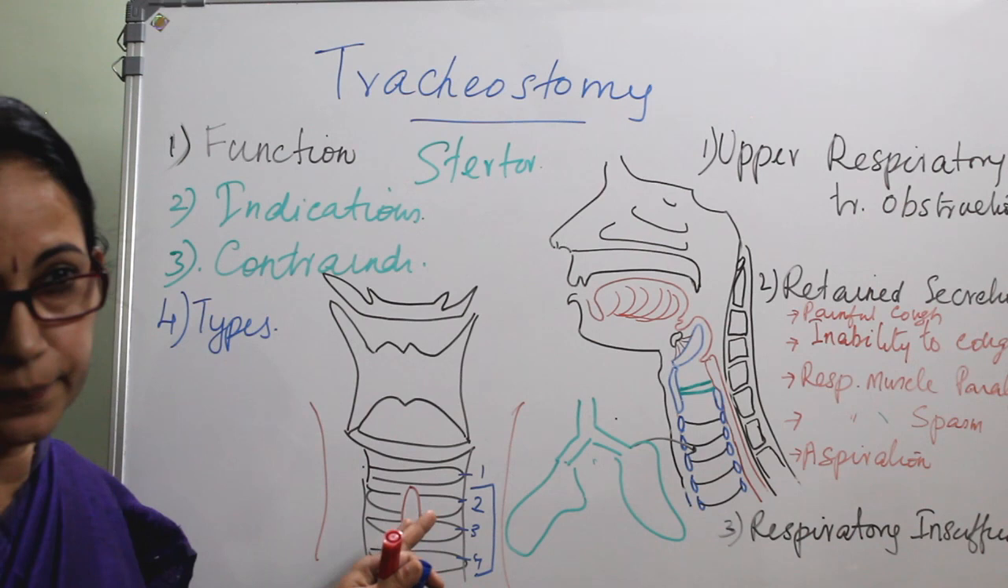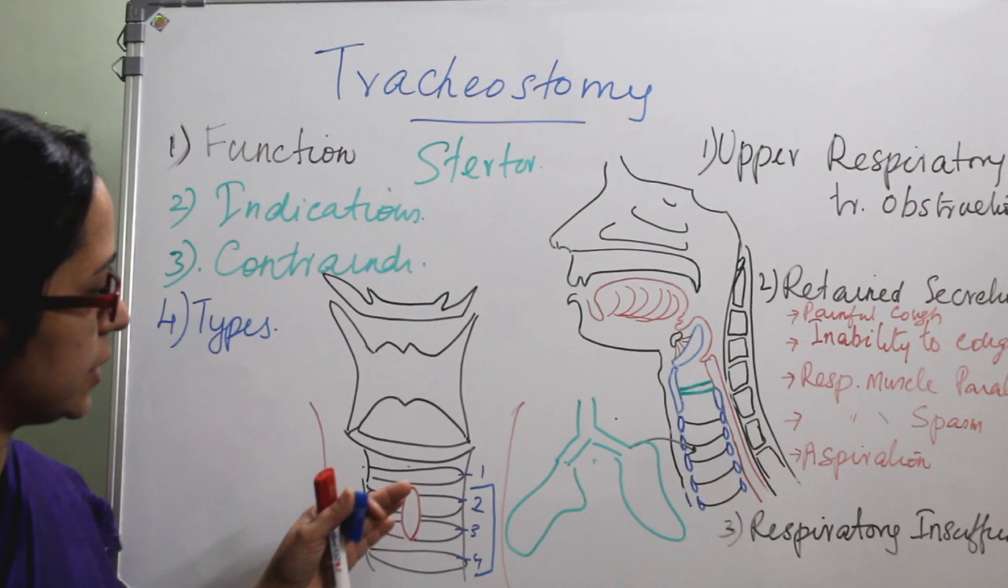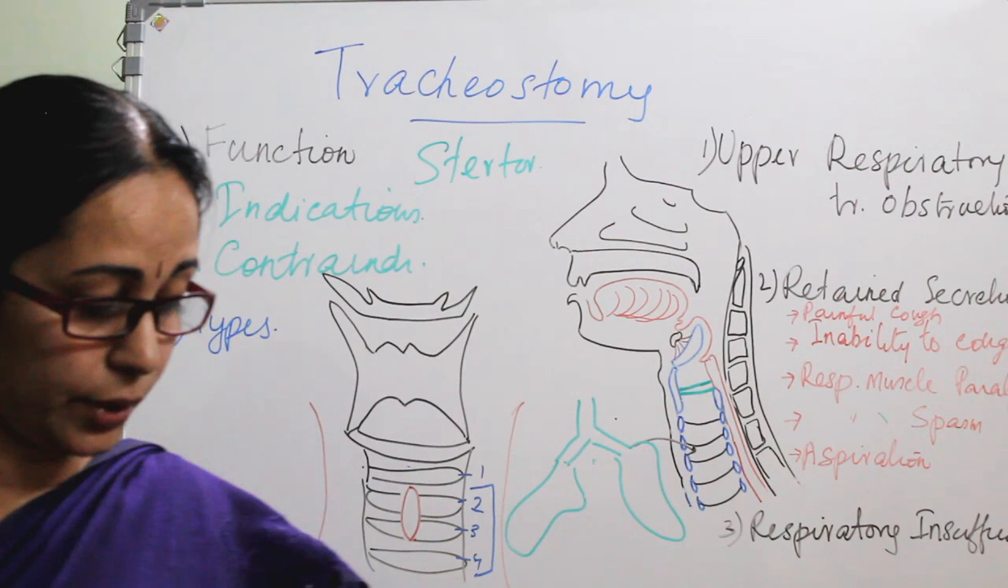If we do it above, around the level of the first tracheal ring, what is the structure overlapping the first tracheal ring? It is the thyroid isthmus. So if we do it at this level, it becomes a high tracheostomy.